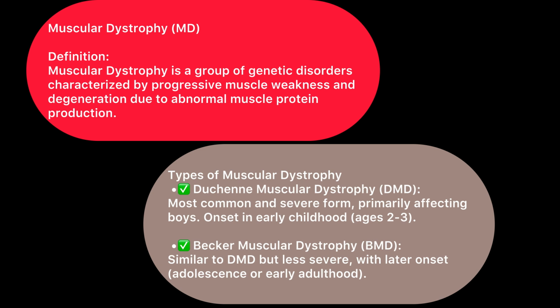It is a group of genetic disorders characterized by progressive muscle weakness and degeneration due to abnormal muscle protein production. There are two types, Duchenne muscular dystrophy and Becker muscular dystrophy. DMD is the most common and severe form, occurring in early childhood. The Becker one is less severe and has a later onset.